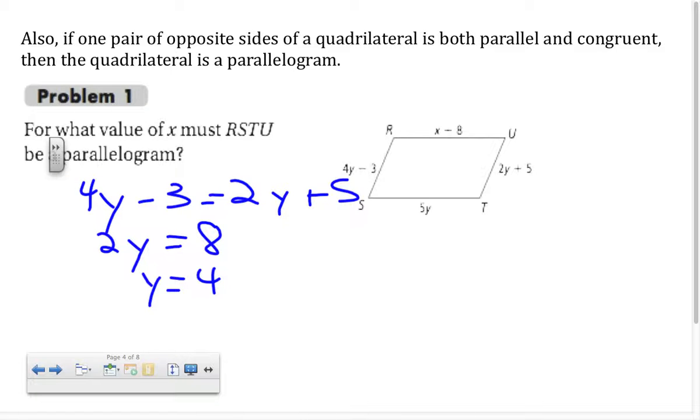All right, so from here, we're going to take this 4 and plug it into this 5y expression. I know that the length of ST, therefore, is 20. From there, very easy to solve for x.